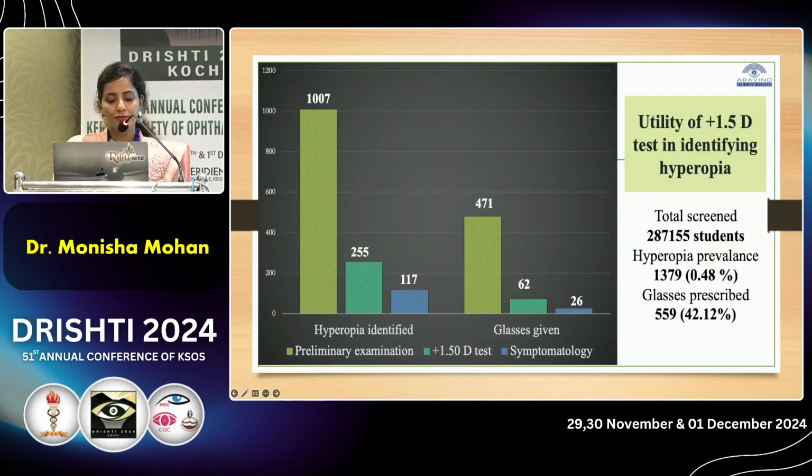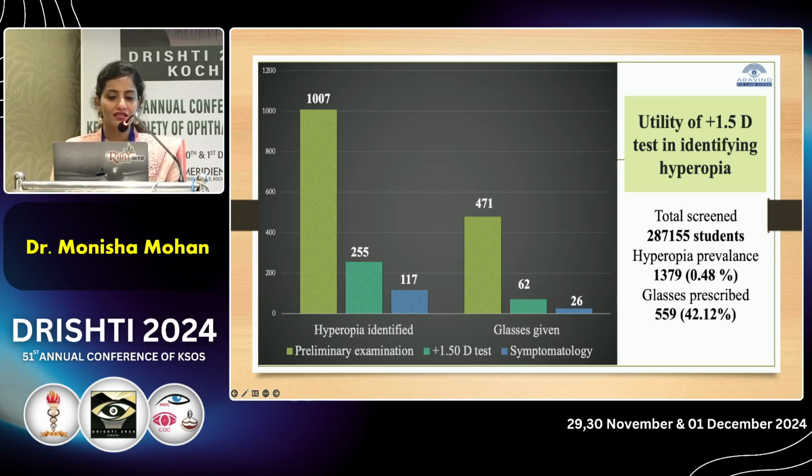So coming to the main parameter of the study, the utility of the 1.5 diopter test in identifying hyperopia. As you can see, the hyperopes picked up in total were 1,379, amongst which 1,007 were picked up in the preliminary examination, 255 were due to the 1.5 diopter test and 117 were due to symptomatology.